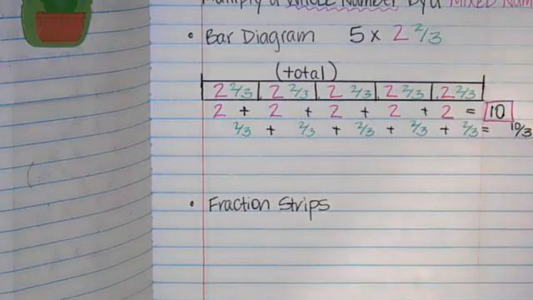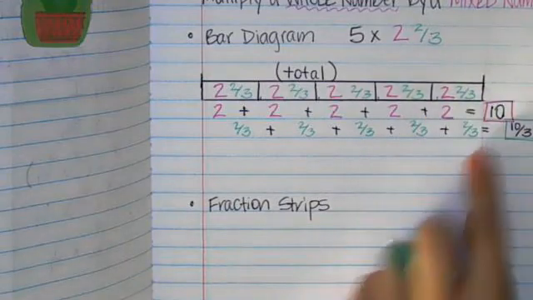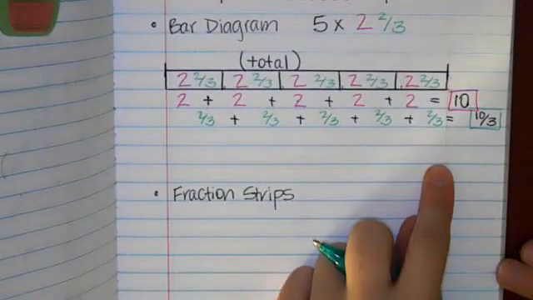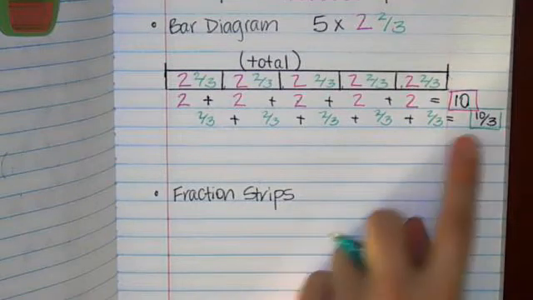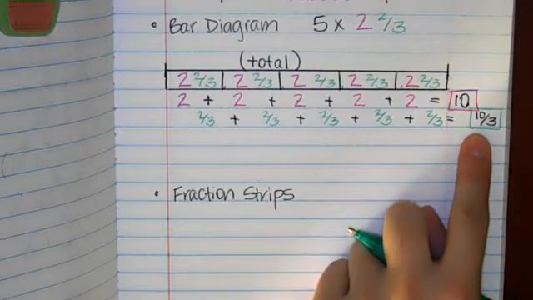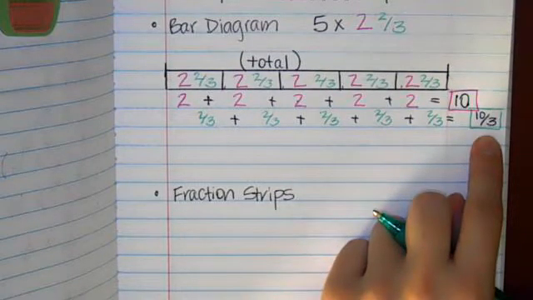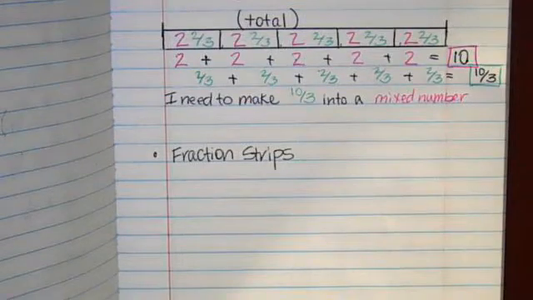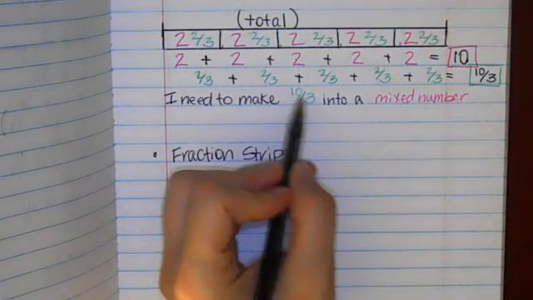Now we have a bigger issue here because we have these partial amounts sitting right here. I have the 10 and the 10/3. What I'm going to need to do is convert this 10/3 into a mixed number. I cannot just leave it like this in an improper fraction format. So again, I'm going to make 10/3 into a mixed number. In order to do this, I'm going to have to take 10 and divide it by 3.